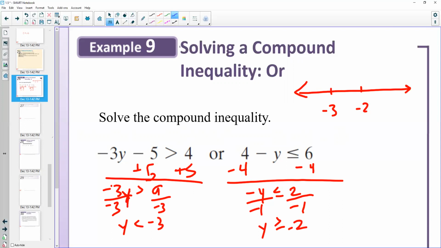When it's or, it's okay if there's no overlap. This is y is less than negative 3, and y is greater than or equal to, so close circle, negative 2. We just write them how they look. When they have a break like that, you write a union. So from negative infinity to negative 3, and from negative 2 to positive infinity. That's it.